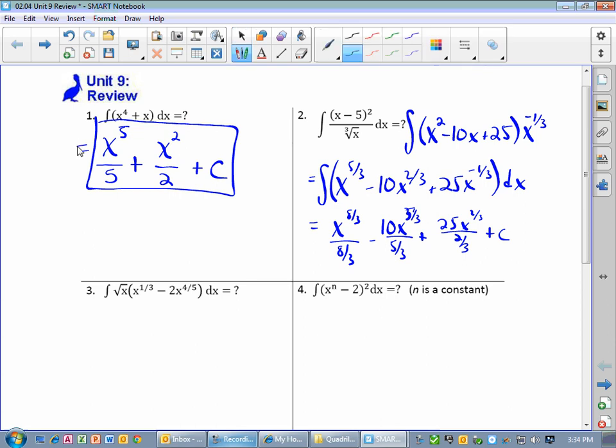So we just rewrite to get our final answer. We multiply by the reciprocal of the denominator, so we get 3/8 x to the 5/3 minus, we multiply the 3 by the 10, that gives us 30, divided by 5 gives us 6, x to the 5/3. The previous exponent should have been 8/3. Plus, and again, we multiply the 3 by the 25, so we get 75 over 2 x to the 2/3 plus c.